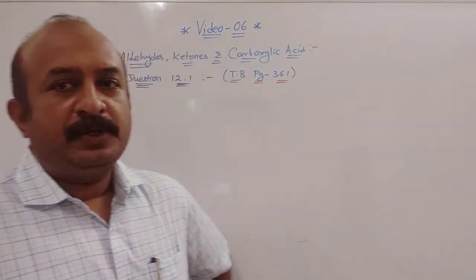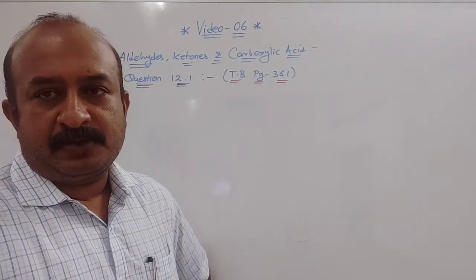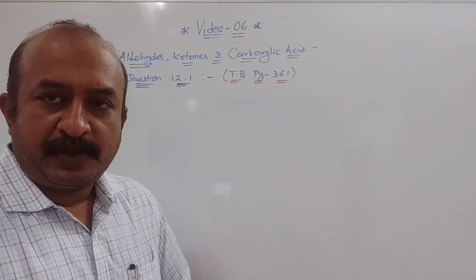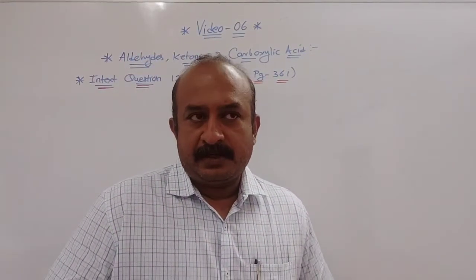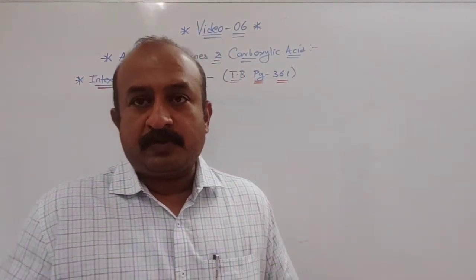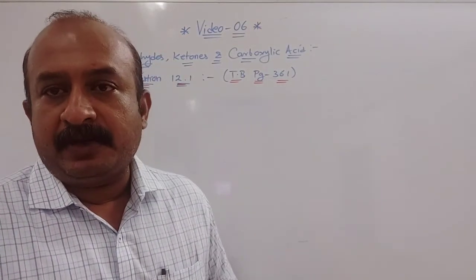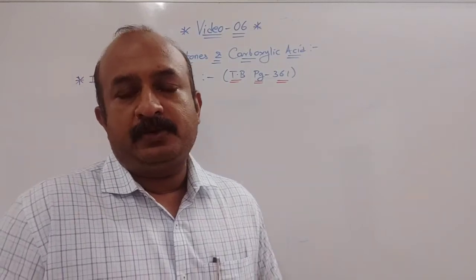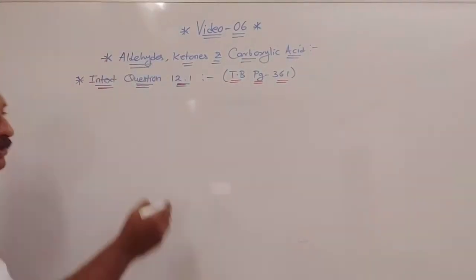Today we are going to discuss in video 6, chapter aldehydes, ketones and carboxylic acids, in-text question 12.1. This comes under the topic of nomenclature, but in this one the different thing is that, unlike what we have discussed till now, the name will be given and from the name you need to draw a structure. Okay, so if you see the first question, that is alpha methoxy.